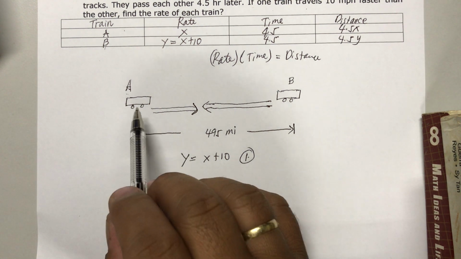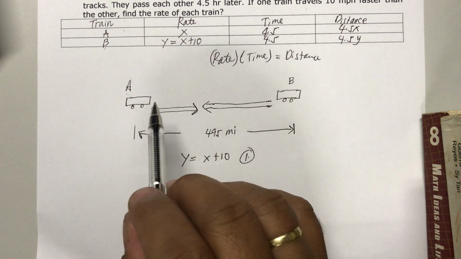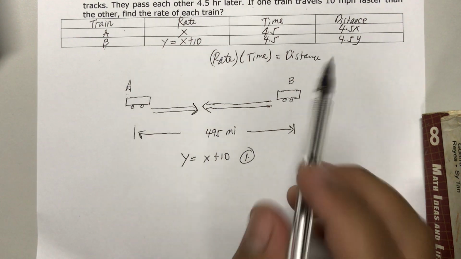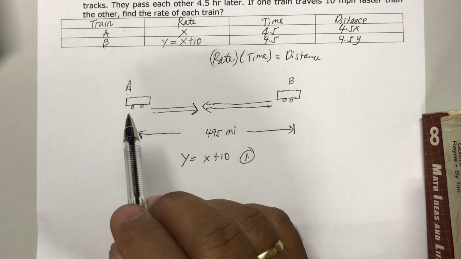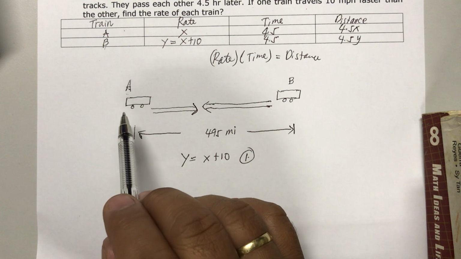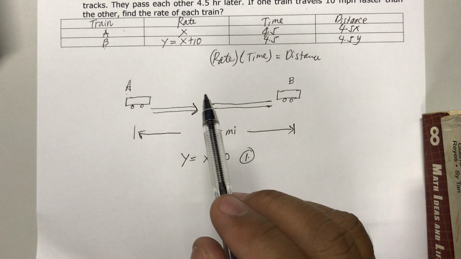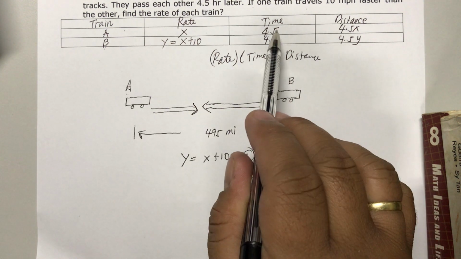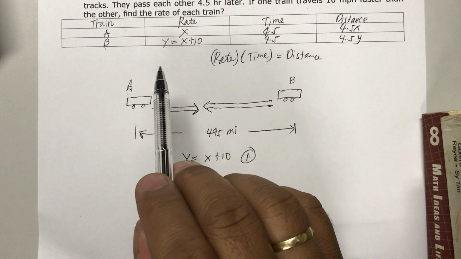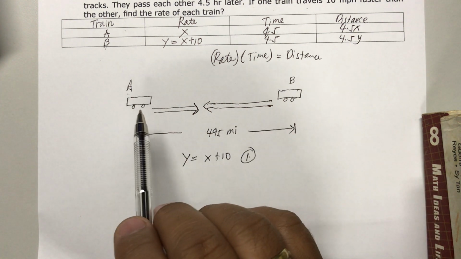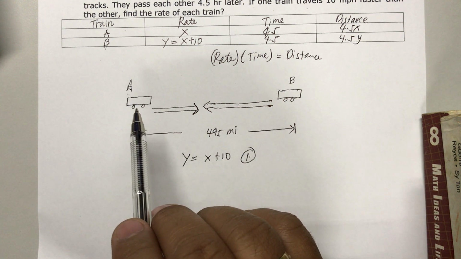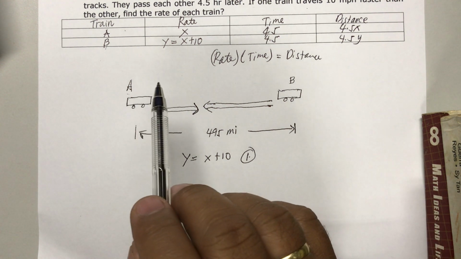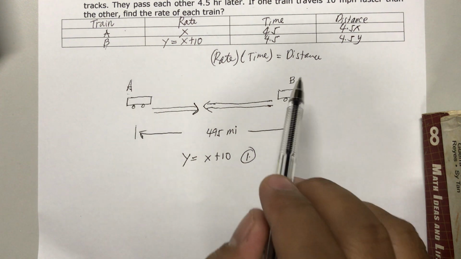The two towns are 495 miles apart, which is where the two trains were found from the beginning. So the distance traveled by train A in 4.5 hours and the distance traveled by train B would actually be the total distance, or the distance from point A to point B.